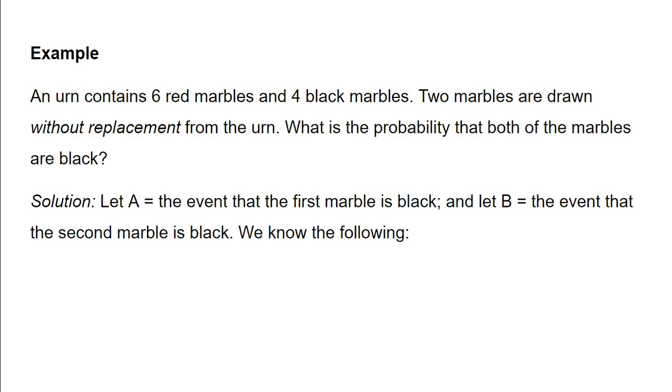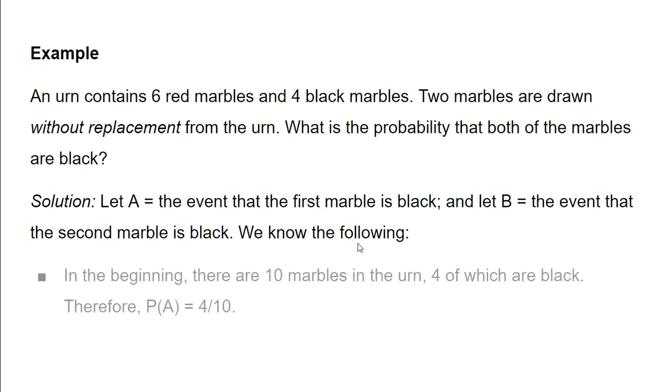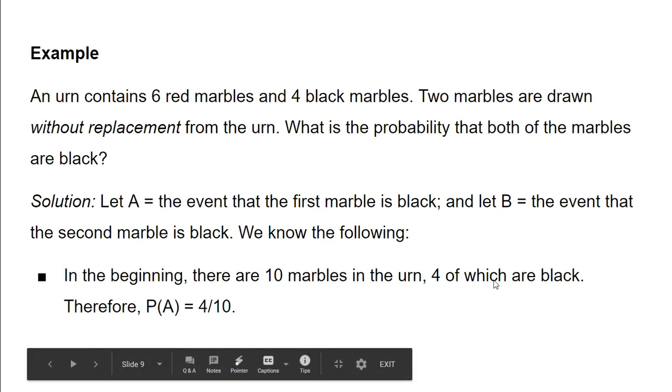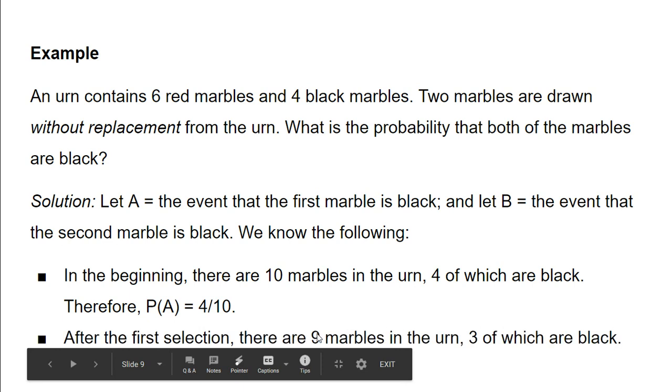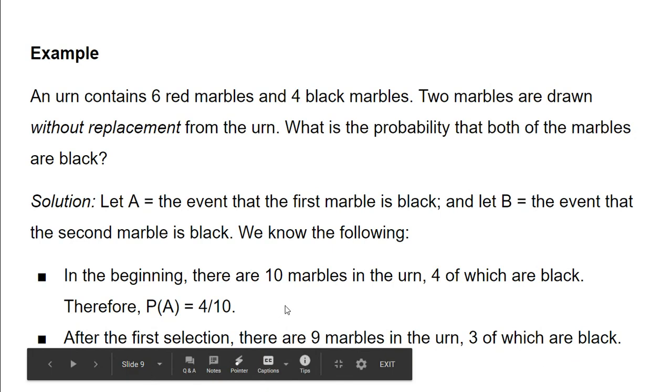So let's go back to that. So the solution is A would be the event that the first marble is black, and B is the event that the second marble is black. So we know that there are 10 marbles in the urn, 4 of which are black, so the probability of picking a black one first would be 4 out of 10. And then the second one, there will be 9 marbles in the urn because I'm not replacing it. And 3 of which are black now because I took one of the black marbles out. And therefore, P of B given A is 3/9.